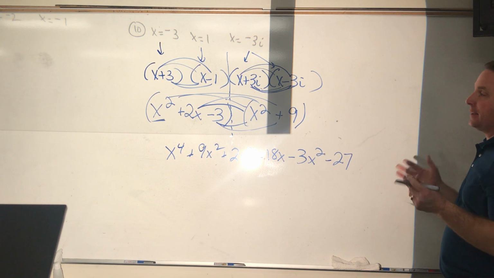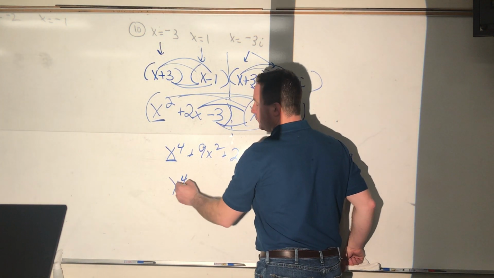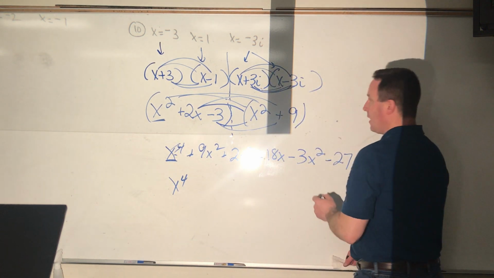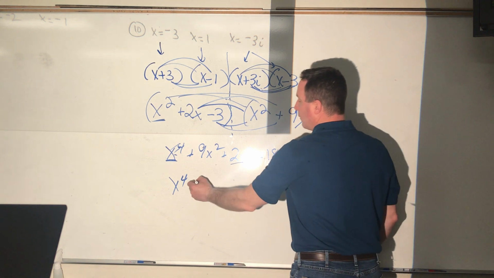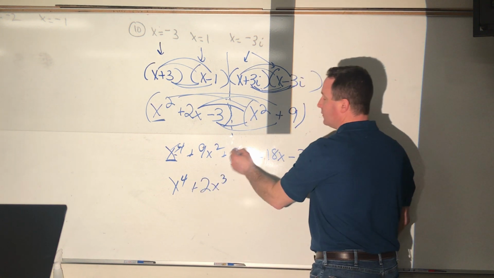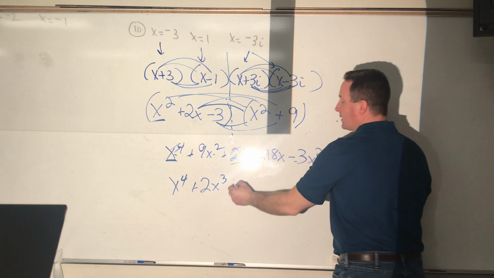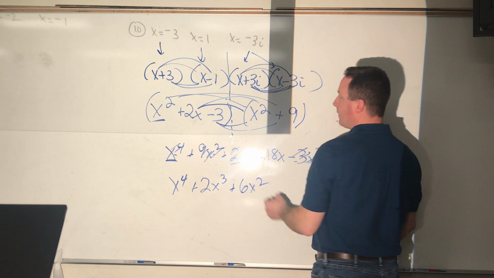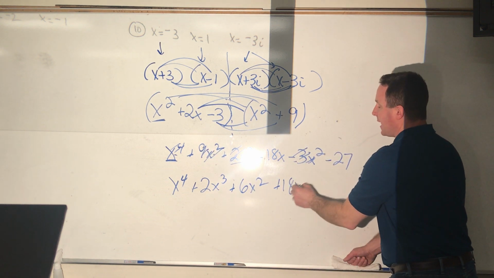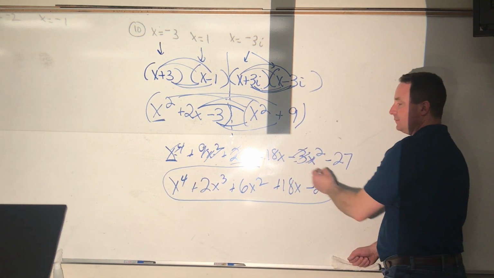In standard form, it wants us to write them in order from biggest to smallest. The biggest one I see is x to the 4th. I see an x cubed right here. That's the only one, so plus 2x cubed. 9 minus 3 is 6x squared. Plus 18x minus 27. And there we have it.